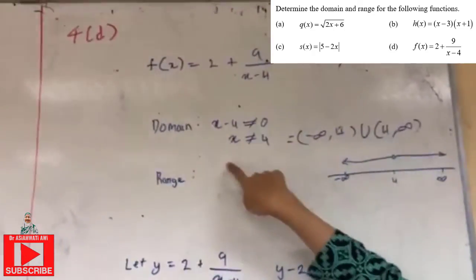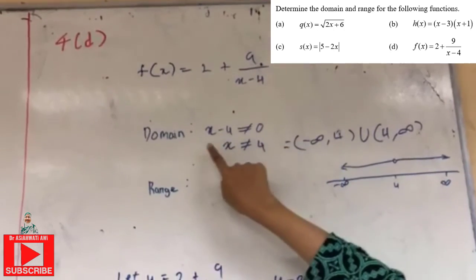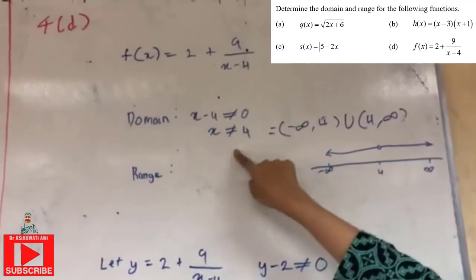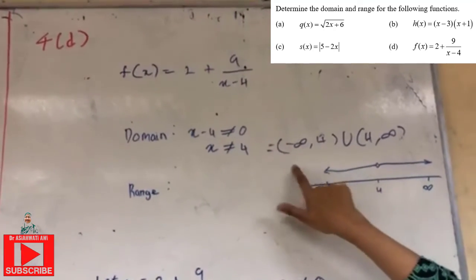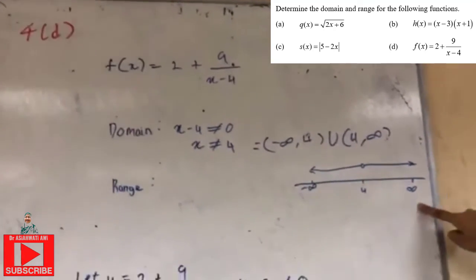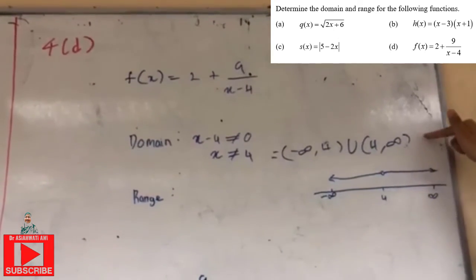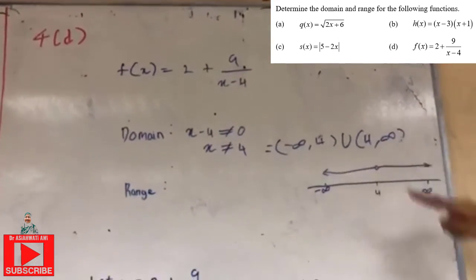Ni soalan dia. So kita nak cari domain, so kita tengok bawah ni. So kita settle dia. Dapatlah X sama dengan 4. Sama X tak sama dengan 4. Okay, lepas tu kita buat number line. So ni ke infinity dan ke negative infinity. Lepas tu kita buat ni jawapan dia.